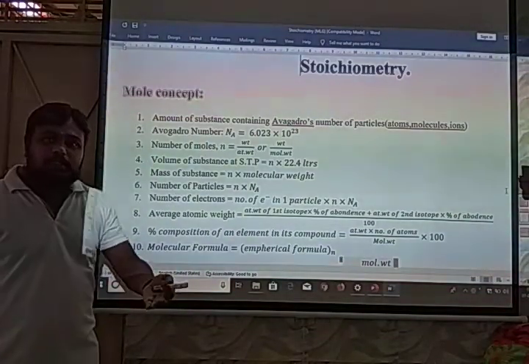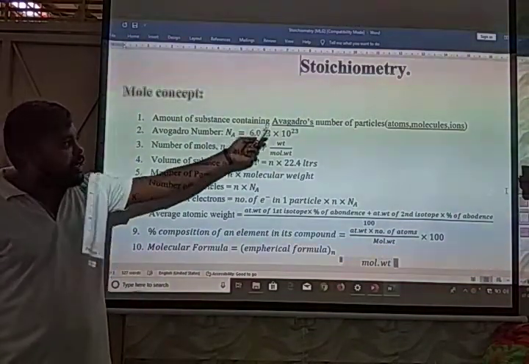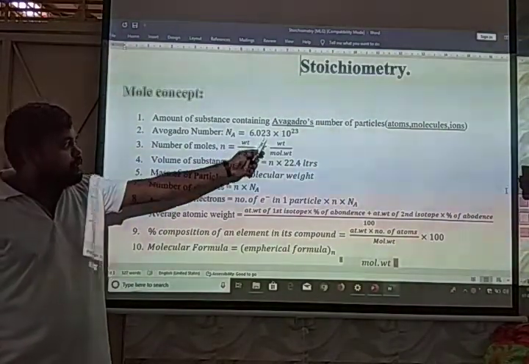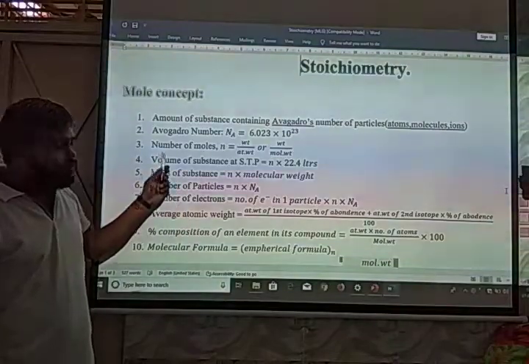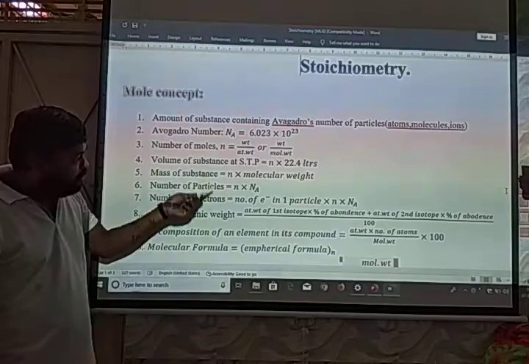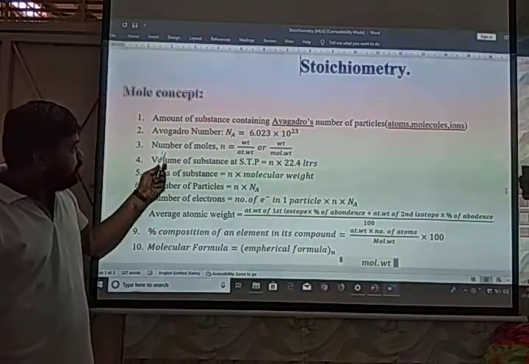Mole means the mass of substance containing Avogadro number of particles. So Avogadro number means 6.023 into 10 power 23. So to find the various parameters, we have so many formulas here. So first one is number of moles.